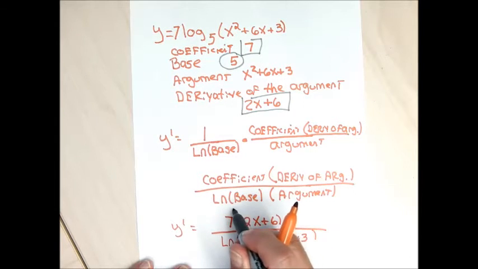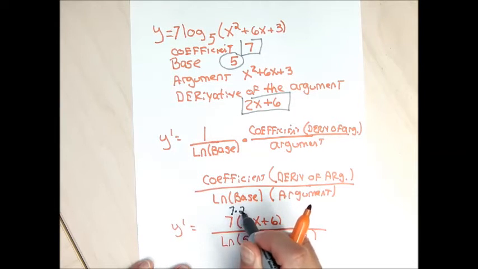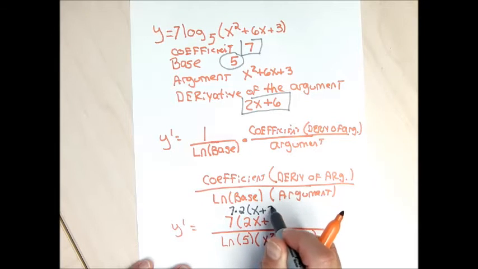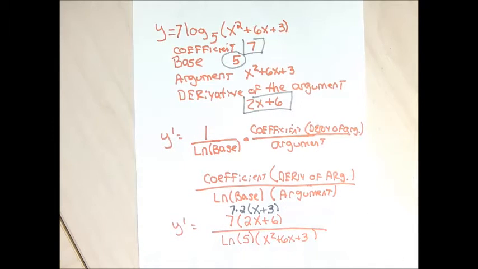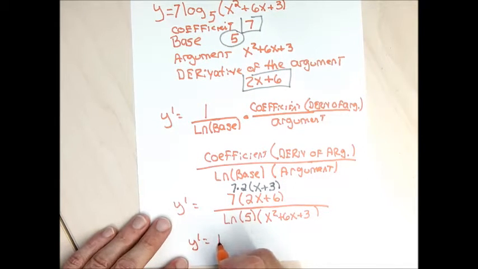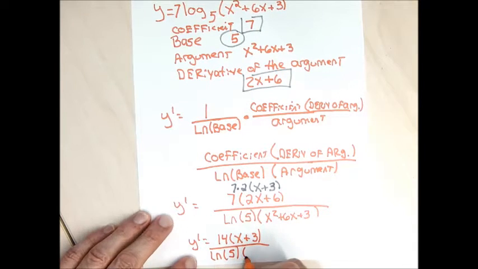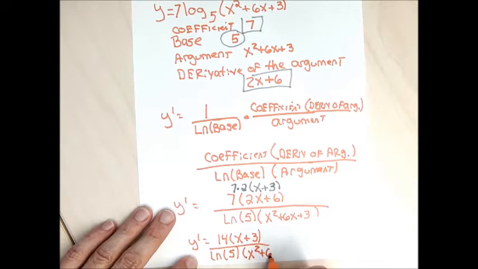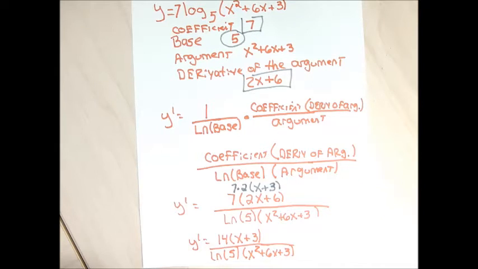This numerator, I could pull out a common factor of a 2 from the 2x plus 6 and multiply that by the 7 and get the derivative equals 14 times x plus 3 over the natural log of 5 times x squared plus 6x plus 3. That's not going to reduce because an x plus 3 can only cancel with an x plus 3. Common factors in front of parentheses can cancel with each other, but I can't cancel an integer with a natural log. So that would be the derivative of that.